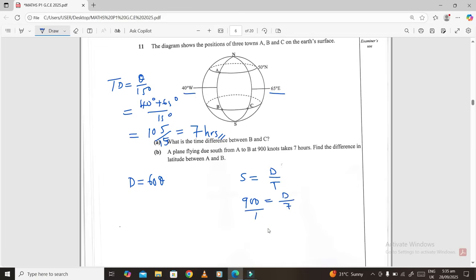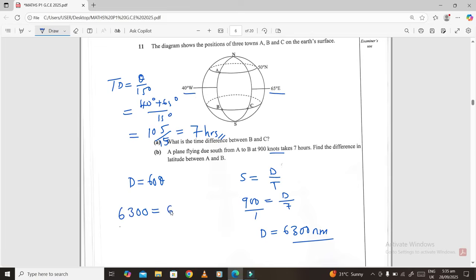So you cross multiply. D is equal to 900 times 7, which gives us 6,300 nautical miles. It's not kilometers, it's in knots here, so know that the distance would be nautical miles.